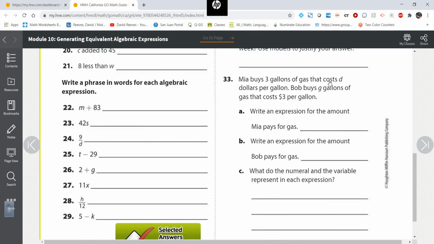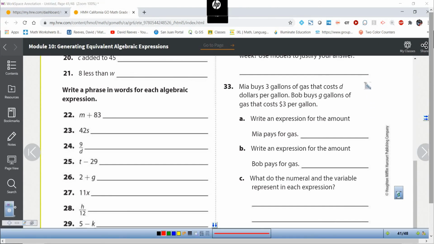Mia buys 3 gallons of gas that cost D dollars per gallon. Bob buys G gallons of gas that cost $3 per gallon. How much you pay is going to be how much you buy, the volume, times the cost. So Mia buys 3 gallons times D dollars, so hers is going to be 3D. Bob buys G gallons at $3, so his is going to be 3G. What do the numeral and the variable represent in each expression?